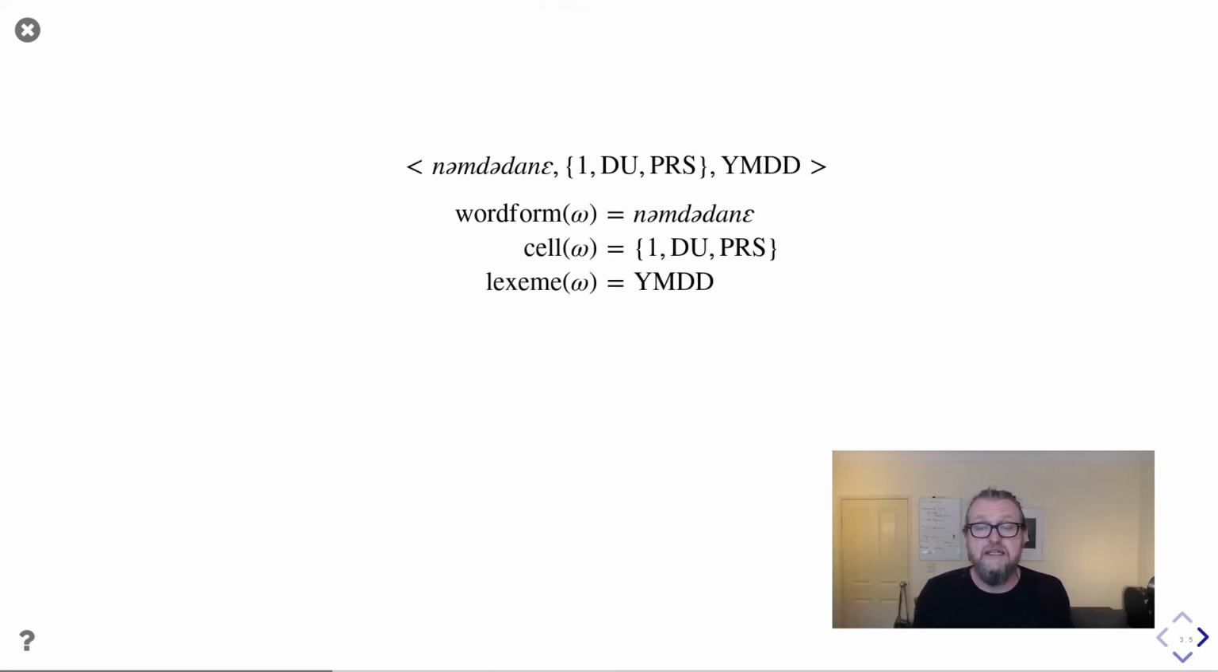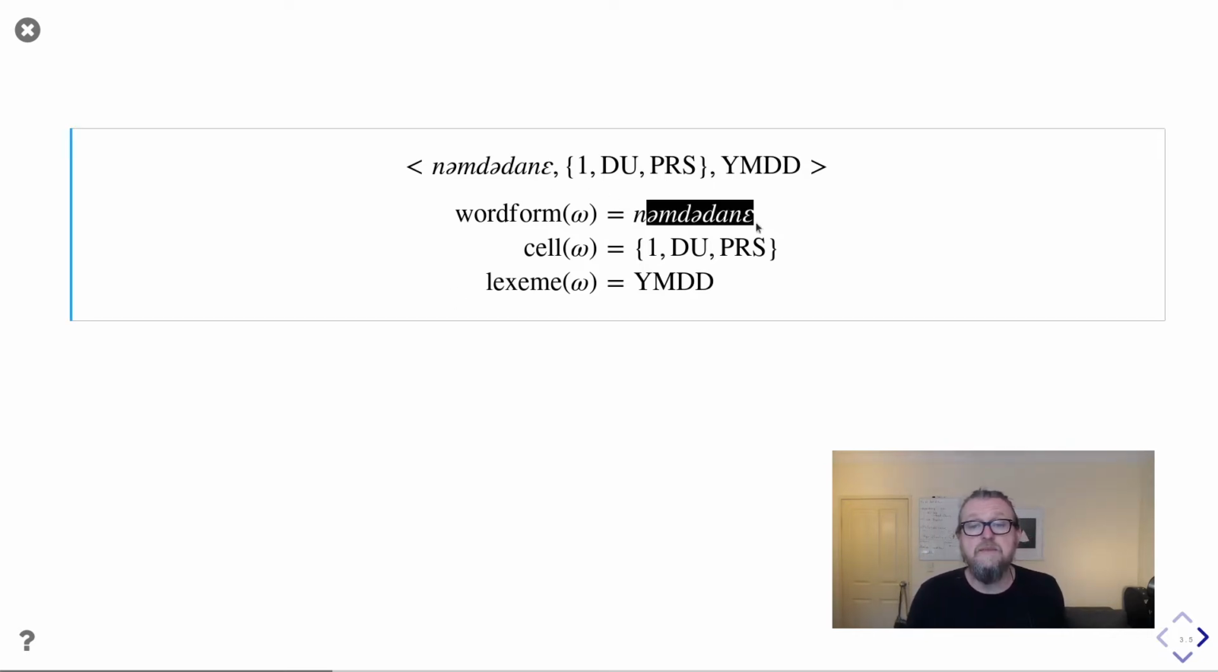So for instance, our word nimdedane, taken from our Yay, the dual form, has three component elements. It has a word form, which here we're treating simply as a string of phonological segments, of course.